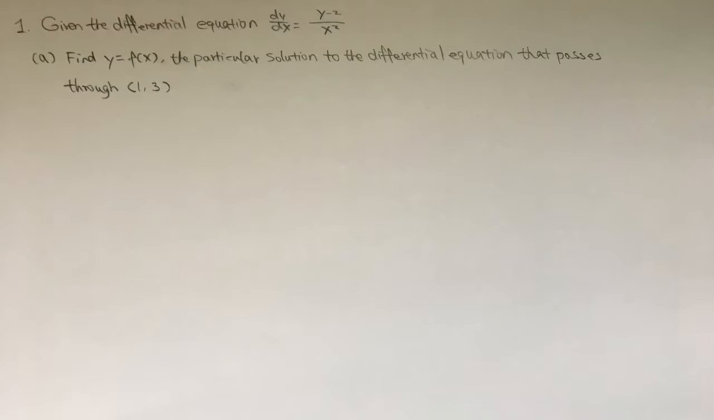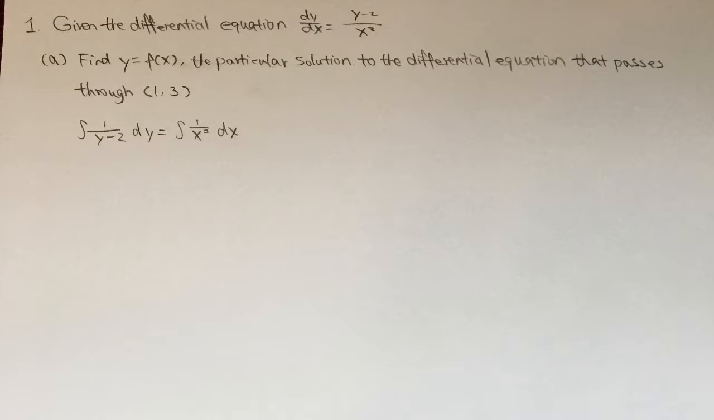We're going to go over the basics for finding a differential equation and linear approximation in number 1. Number 1 gives you the differential equation dy/dx = (y - 2)/x², and it wants you to find a particular solution to the differential equation at the point (1, 3). This should be reviewed from Calculus AB, so I'm only going to briefly go over the process.